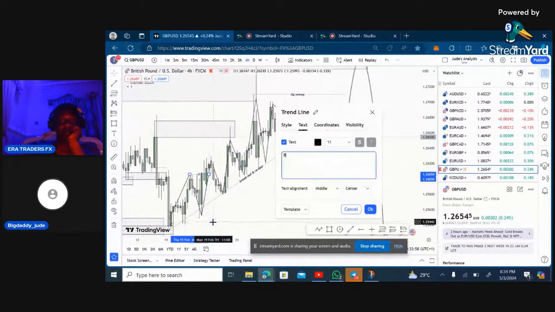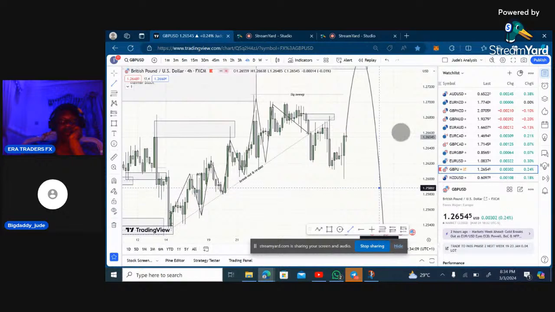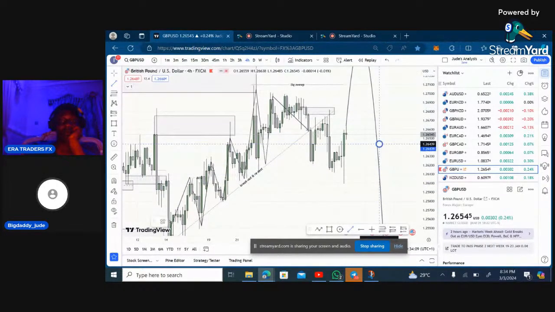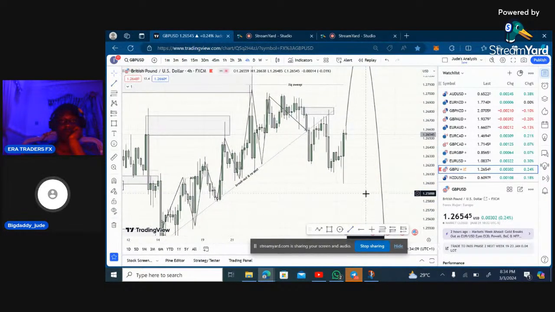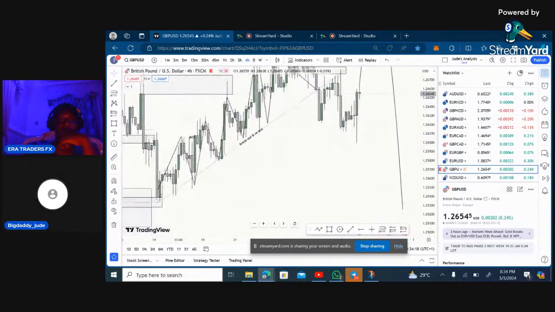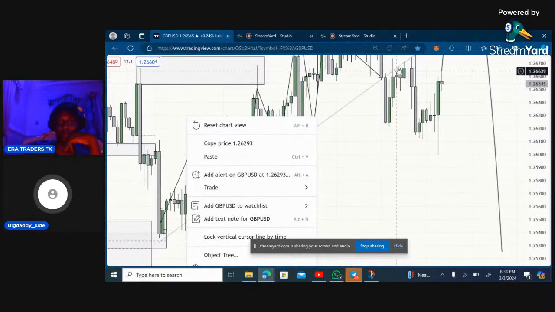Then I'll identify a valid zone that caused this break of structure. Once I see a break of structure, I identify the zone that caused it, and I'm expecting the markets to retrace back to that zone before pushing to the upside again. So if I pick out a zone around here, I'll wait for this market to retrace down to it before picking up its orders. This is how the big banks trade.